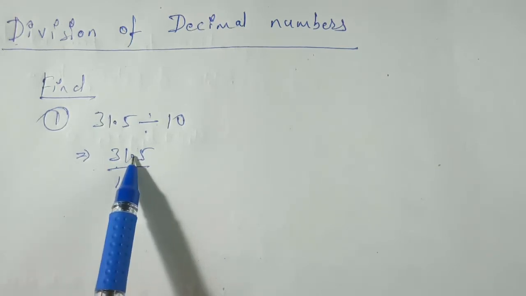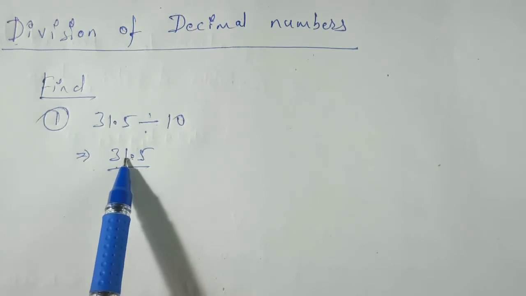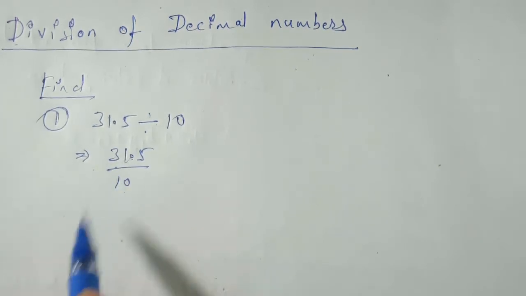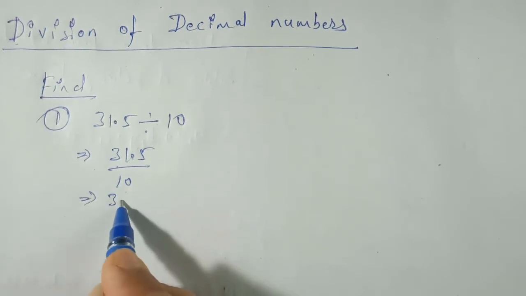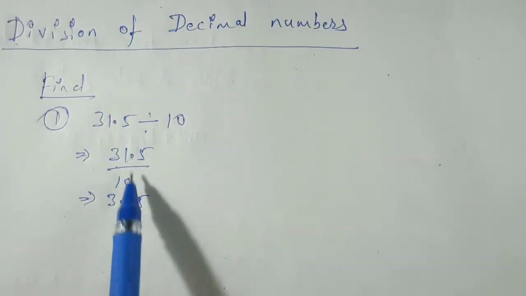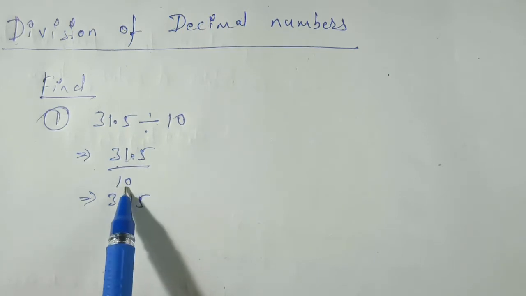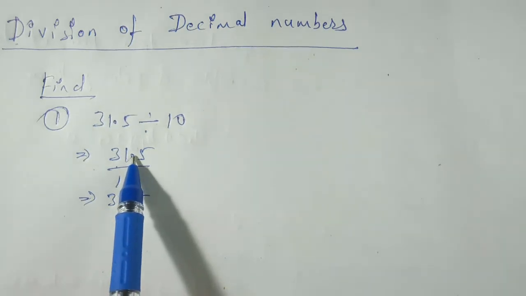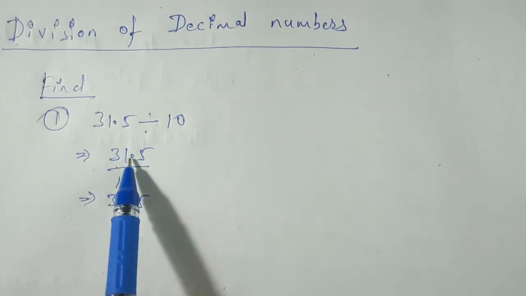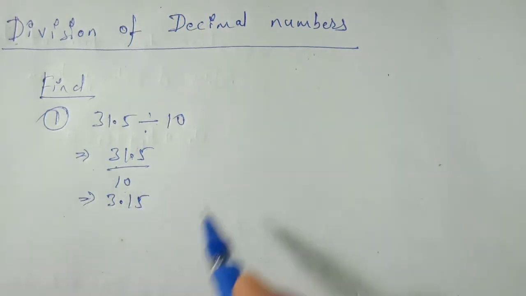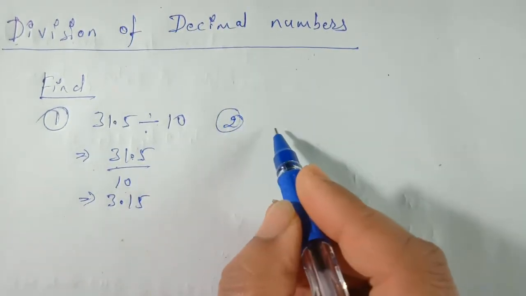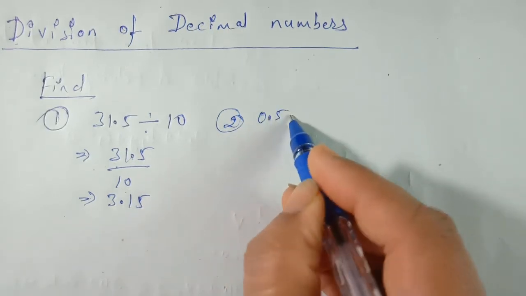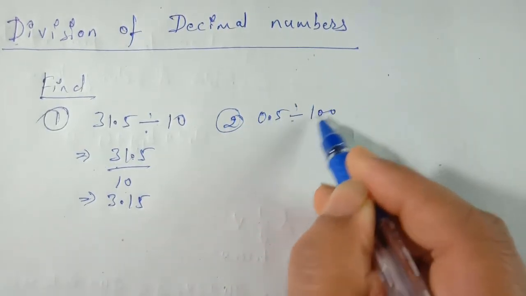And how many digits do we have to count? 1 digit. So if we count 1, it means the decimal will come here. So this will give 3.15. Since we have to divide this decimal number by 10 and 10 has 1 zero, it means we have to shift the decimal by 1 digit moving toward the left hand side. Number two, let us take some more examples based on 100 and 1000.